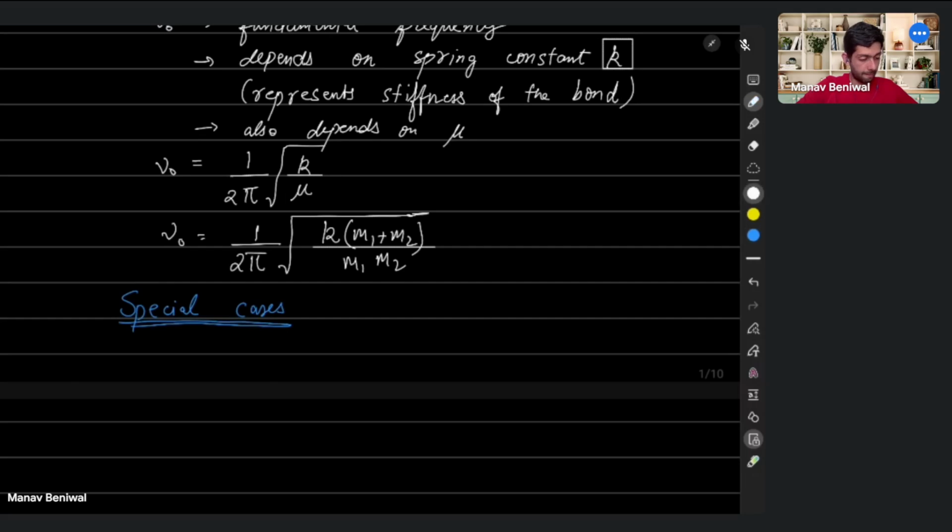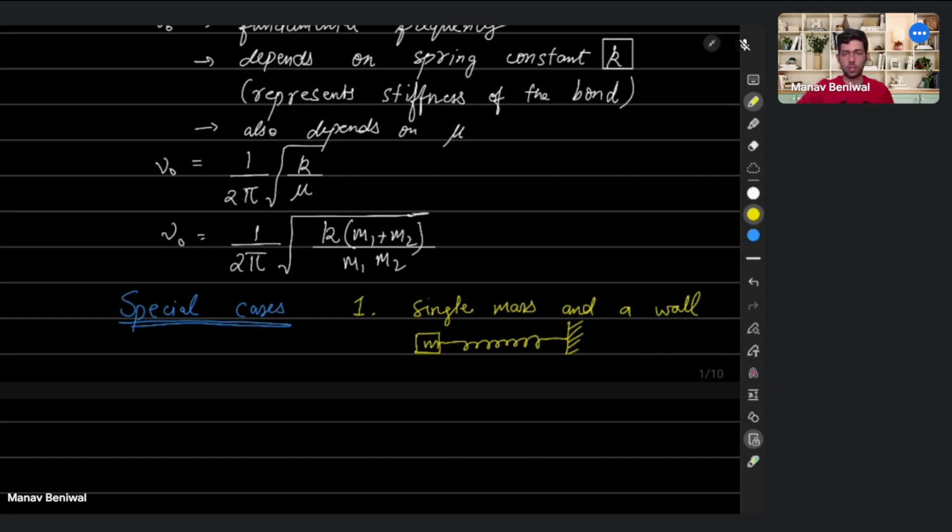So, firstly, let us do a single mass and a wall. Okay, so our system will look like this. We have a mass m here. This is connected by a spring, and this spring is fixed here to a wall. Okay, so this cannot move.